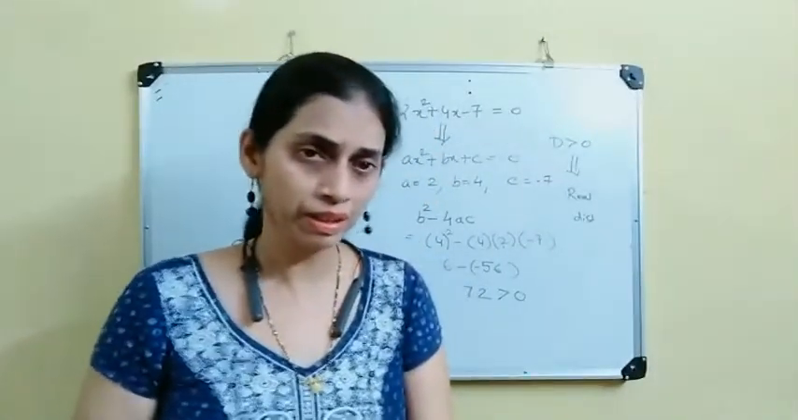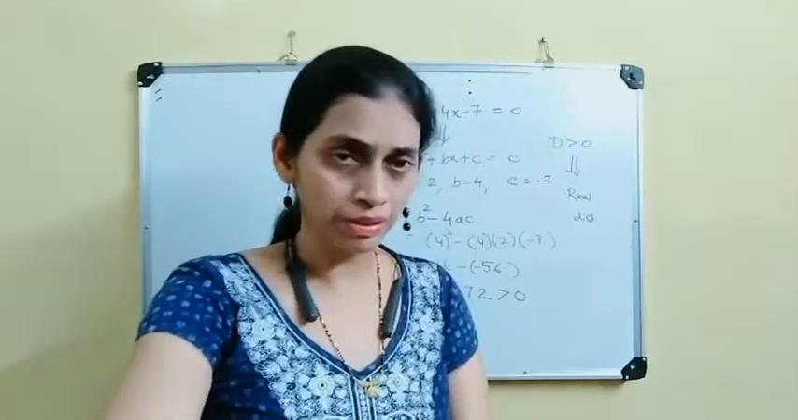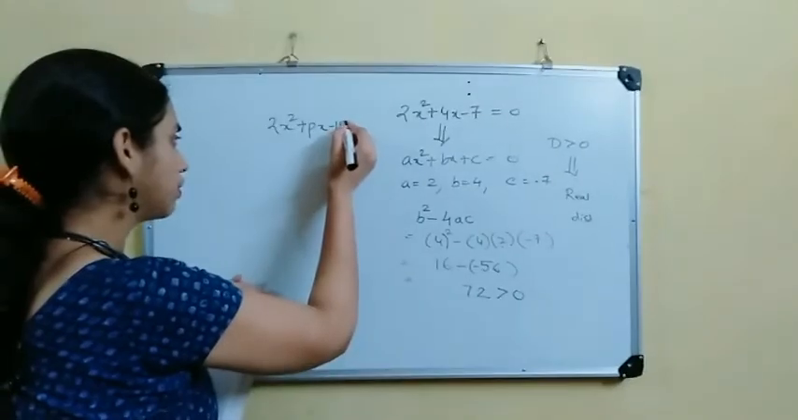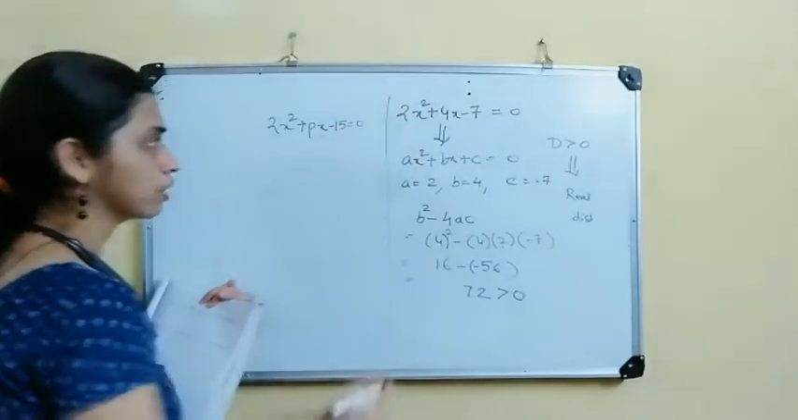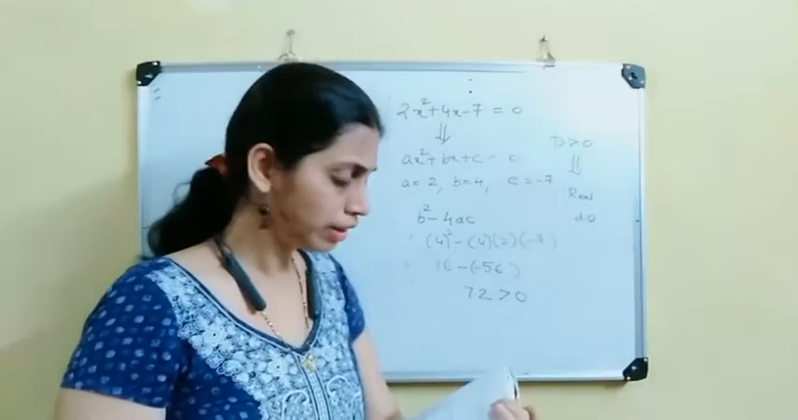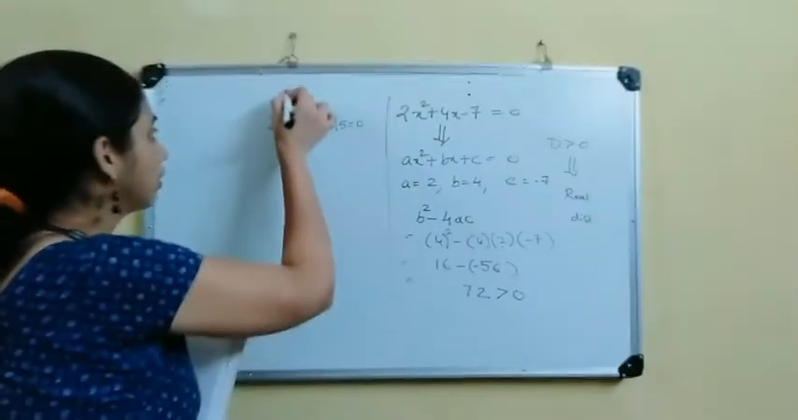If −5 is the root of the equation, note down the question. If −5 is the root of the equation x² + px − 15 = 0, herein you have −5 as the root. What is the root?